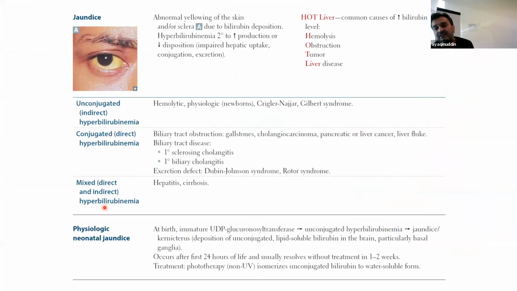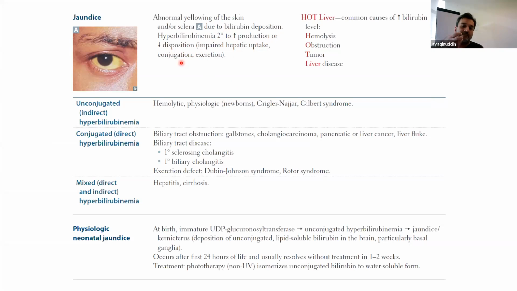Now, we can go into a little bit more detail of the jaundice. So jaundice is an abnormal yellowing of the skin or sclera due to excessive bilirubin deposition. Hyperbilirubinemia could be secondary to overproduction, as we said, or decreased disposition. That means it might be a problem in the impaired hepatic intake, conjugation, or excretion. So there are three parts in the hepatocytes.